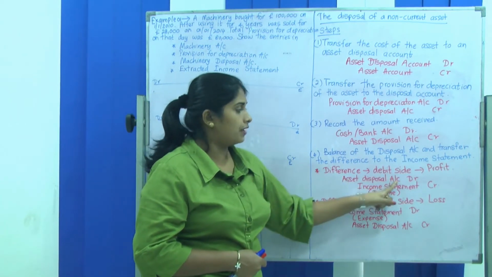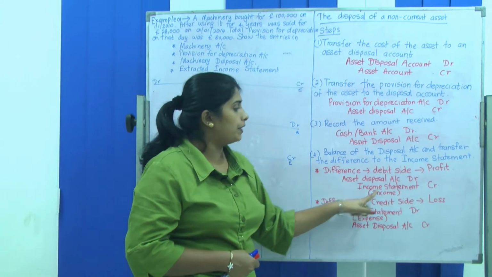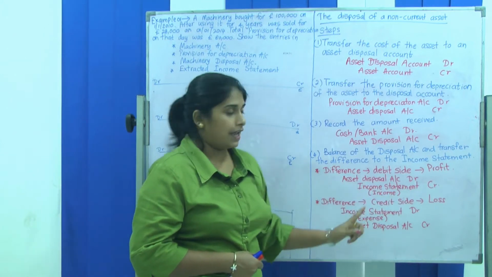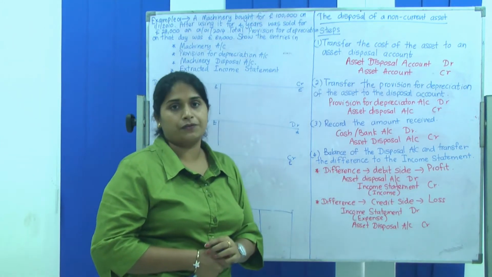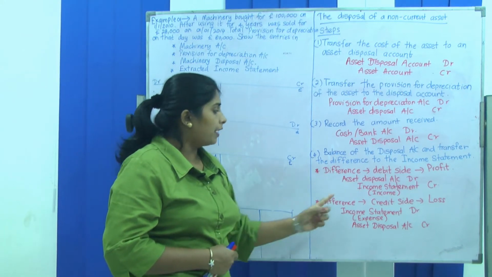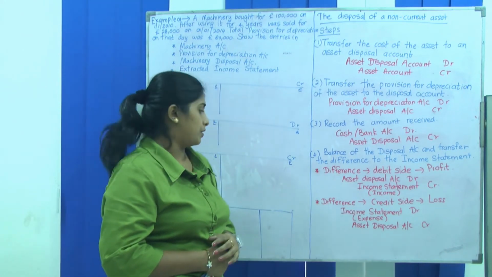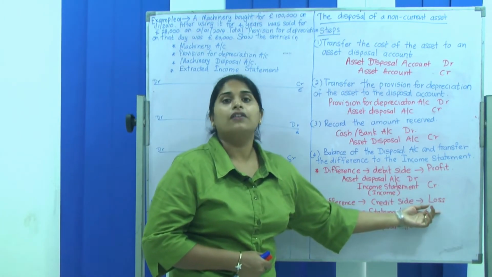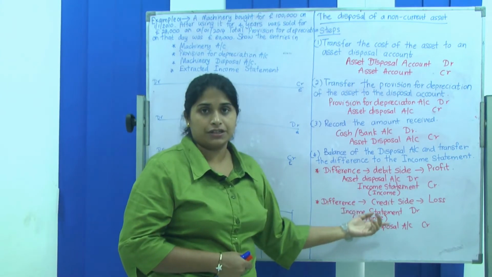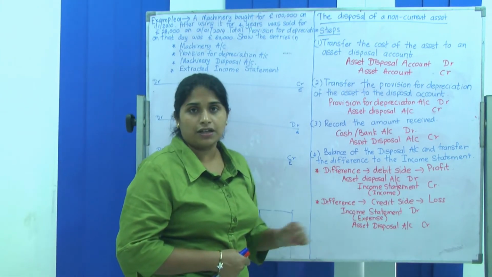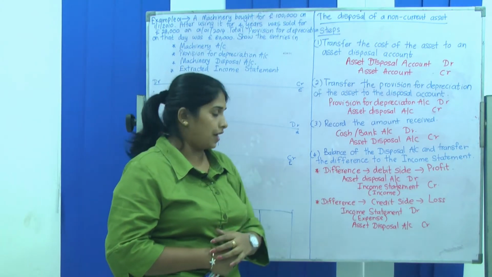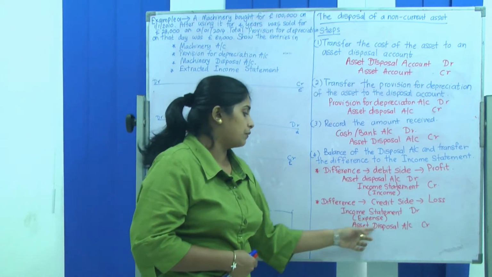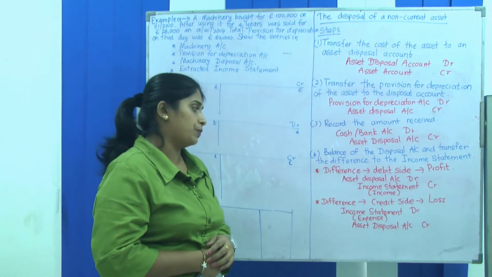So the asset disposal account will be debited, and the profit will be credited under income in the income statement as income from the selling of the particular non-current asset. But when you are balancing the disposal account, if you get a difference on the credit side of the account, then it means a loss. That means in the income statement it will be deducted as an expense, the loss on selling the non-current asset, and it will be credited to the particular asset disposal account.